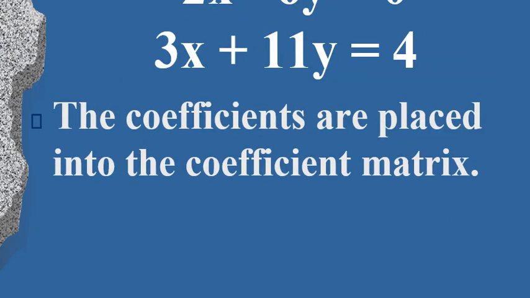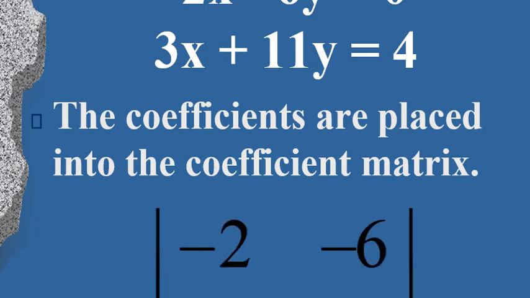Now we're going to place the coefficients into the matrix. You make those big brackets, and you're going to have negative 2, negative 6, 3, and 11. See how the x's are all in a line? The y's are all in a line. Then we're going to talk about your variable matrix.